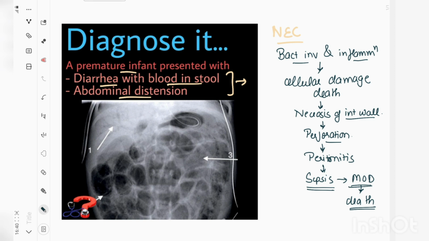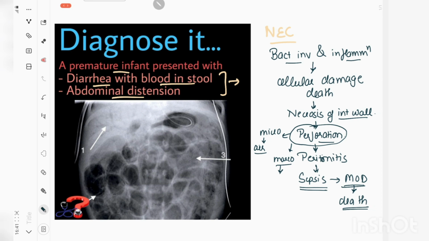This is the sequence of events that occur in a child: bacterial invasion, then inflammation. After that, when the child reaches a stage of perforation, it can be a microperforation as well as a macroperforation. A microperforation leads to the occurrence of air in the intestinal wall only. The air in the intestinal wall is also known as pneumatosis intestinalis, and a macroperforation leads to the spillage of content of the bowel inside the peritoneal cavity that leads to the development of peritonitis.